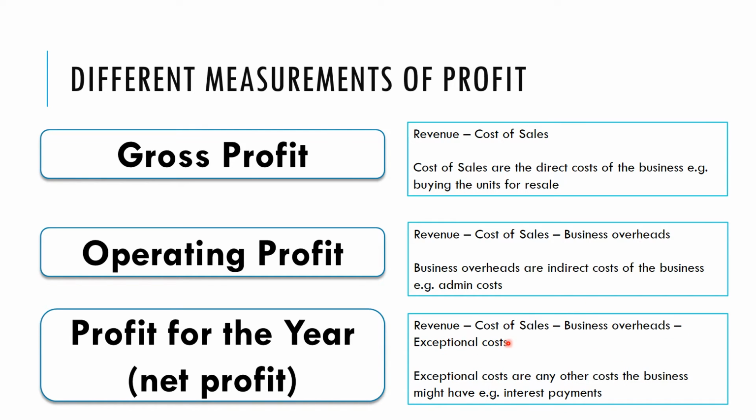and then we subtract other things that aren't really part of the day-to-day running of the business. So for example, if you're paying interest back on a loan, it's not really a key activity of the business, you don't need to pay that to run the business, but it is a cost the business will incur. Similarly for tax as well. So those are our three types of profit.